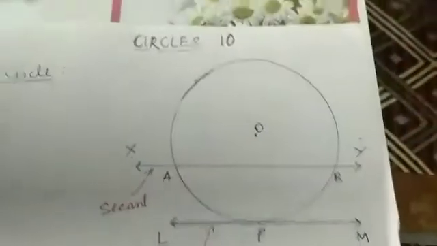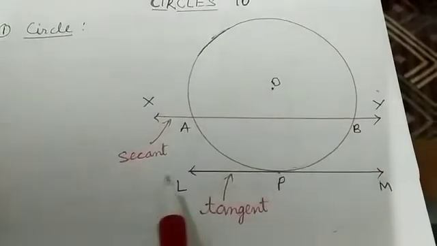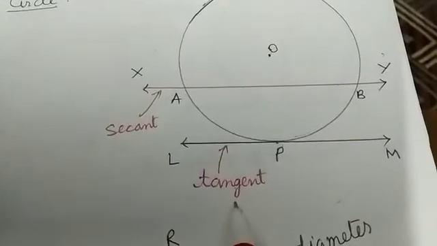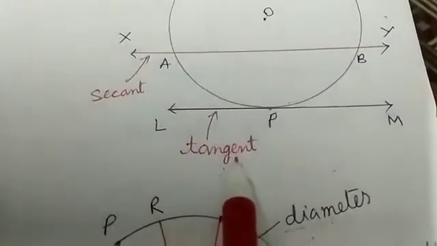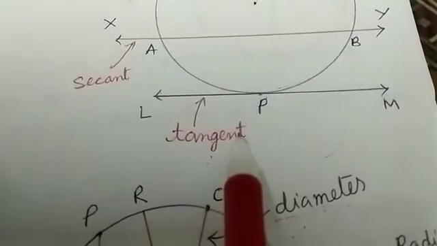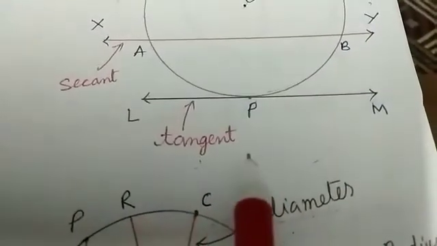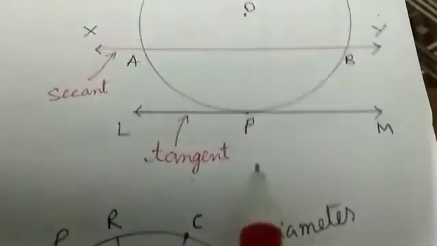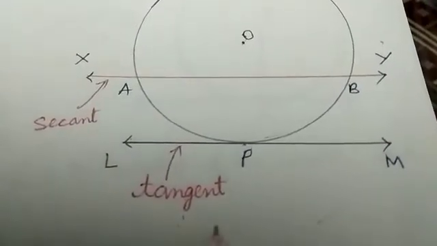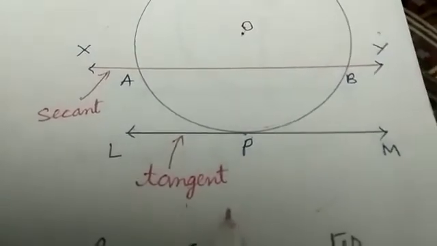Let's see some more. In this chapter we will talk more about the tangent. What is a tangent? A line that touches the circle at only one point is known as a tangent. The word tangent came from the Latin word tangere, T-A-N-G-E-R-E, which means touch.